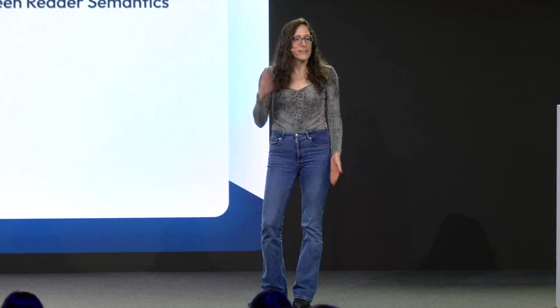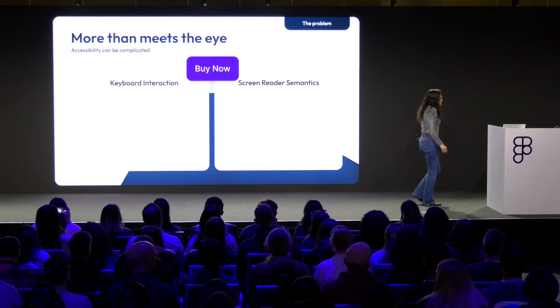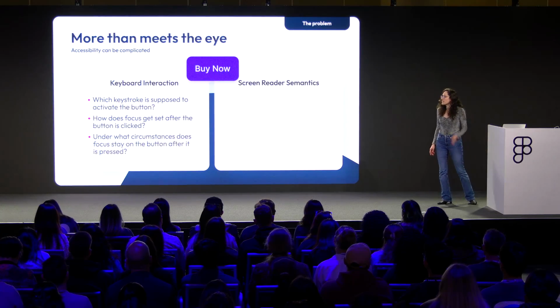What about people who are blind? They can't see it at all, and they need a screen reader. And what about people who can't use a keyboard? Maybe because they have some motoric disability, or because they use screen readers and they are blind. So accessibility is much more than meets the eye.